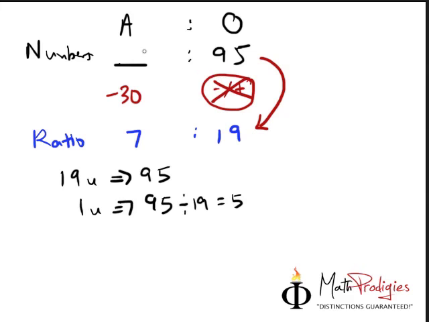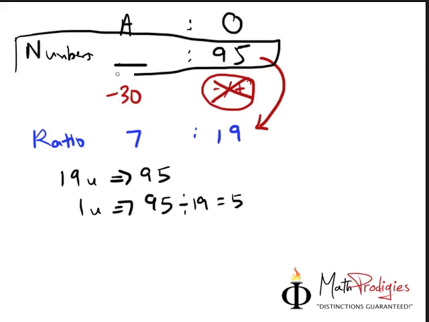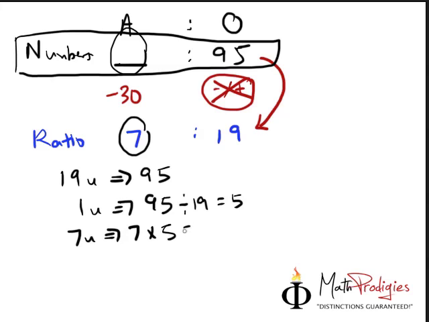Now the question is asking for the original ratio, so we have to make these numbers into a ratio. We don't know this yet. What can we tell from here? There are 7 units left. 7 units equals 7 times 5, which gives you 35 apples. But this is after being sold. Before that, we had sold away 30, so now we have plus 30.